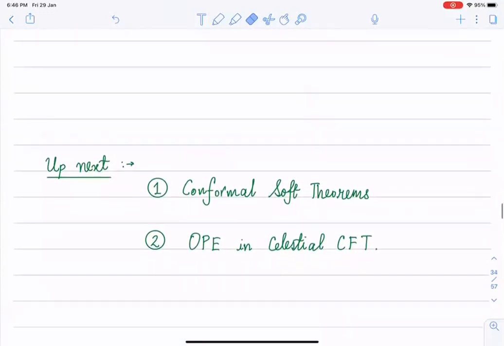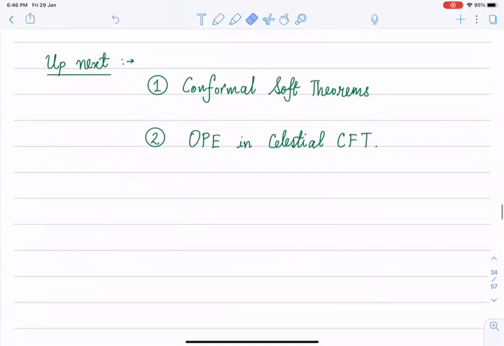So basically today what I want to do is tell you a bit about soft theorems, and in particular how soft theorems look when you go to this conformal basis, and then we will study some implications of these so-called conformal soft theorems for the operator product expansion in the celestial CFT. Okay, good. So let's go ahead.